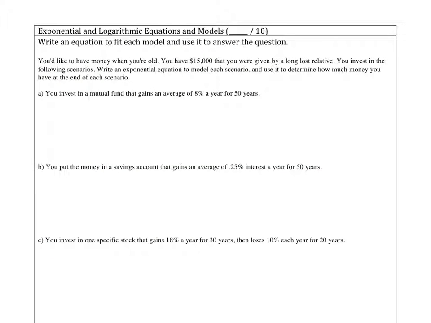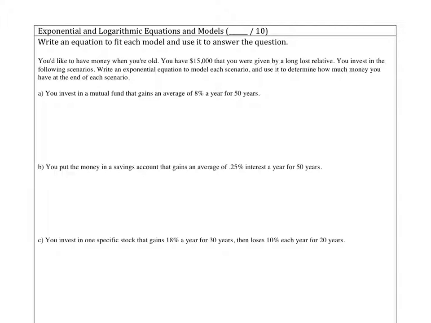Next up, we got an exponential log model. This is all about having money when you're old. So you've got $15,000 that you were given by a long-lost relative that you invest in each of the following scenarios. We've got to write an exponential equation to model each scenario and use it to determine how much money you have at the end of each scenario.